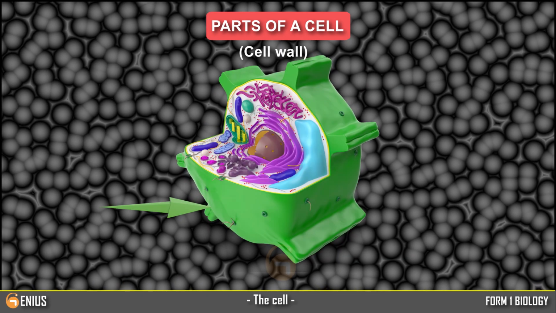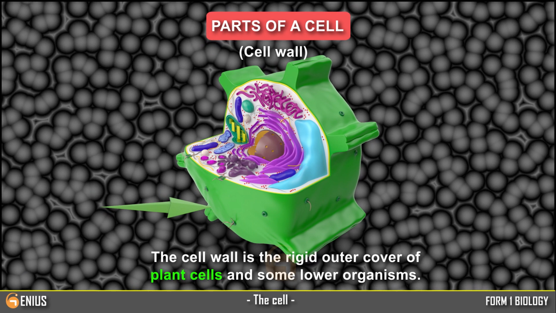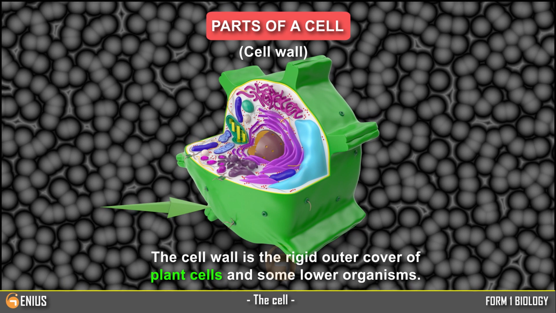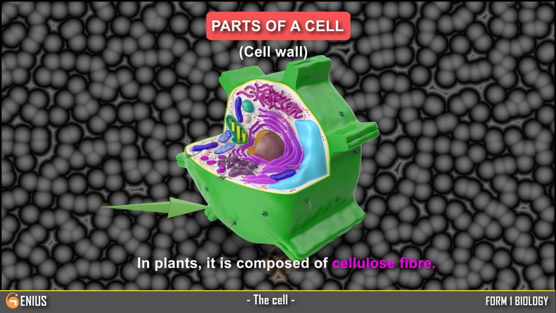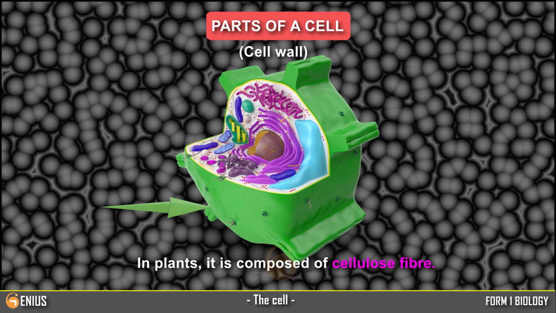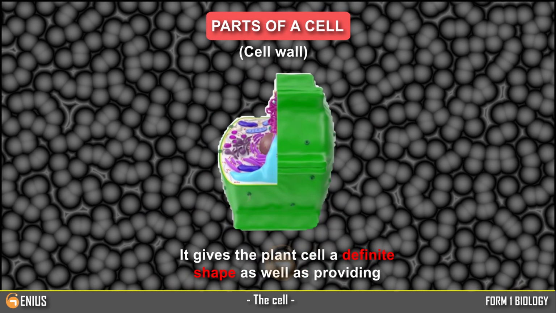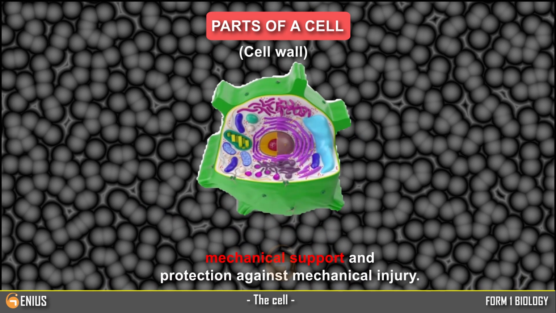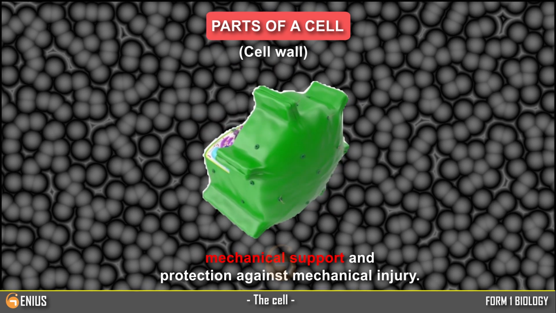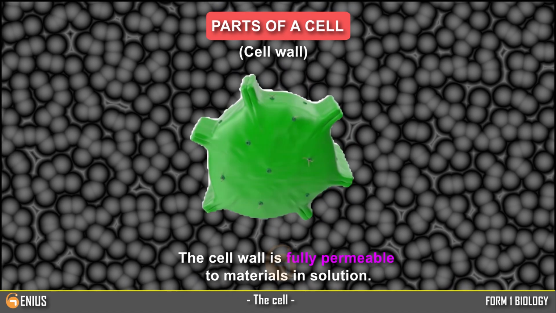Cell wall. The cell wall is the rigid outer cover of plant cells and some lower organisms. In plants, it is composed of cellulose fiber. It gives the plant cell a definite shape as well as providing mechanical support and protection against mechanical injury. The cell wall is fully permeable to materials in solution.